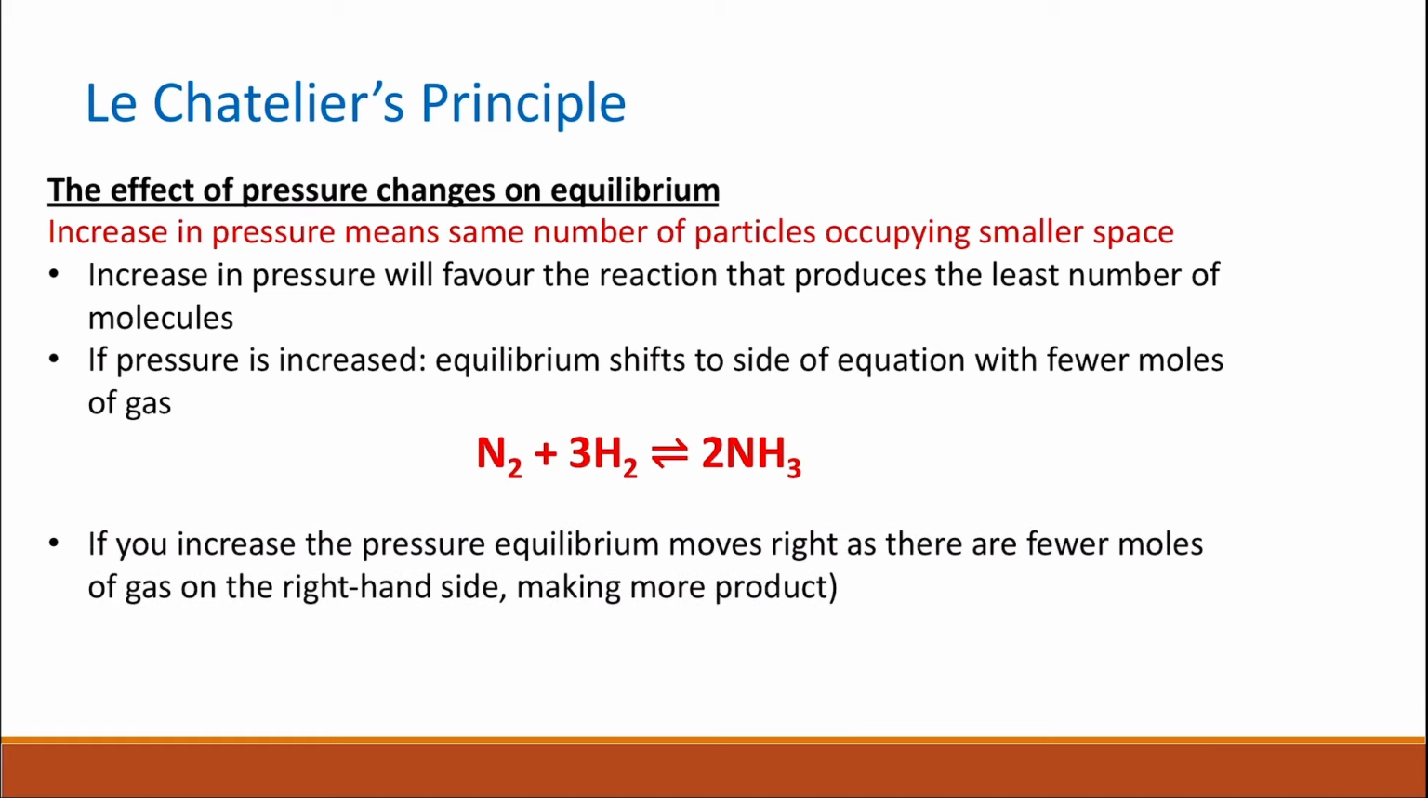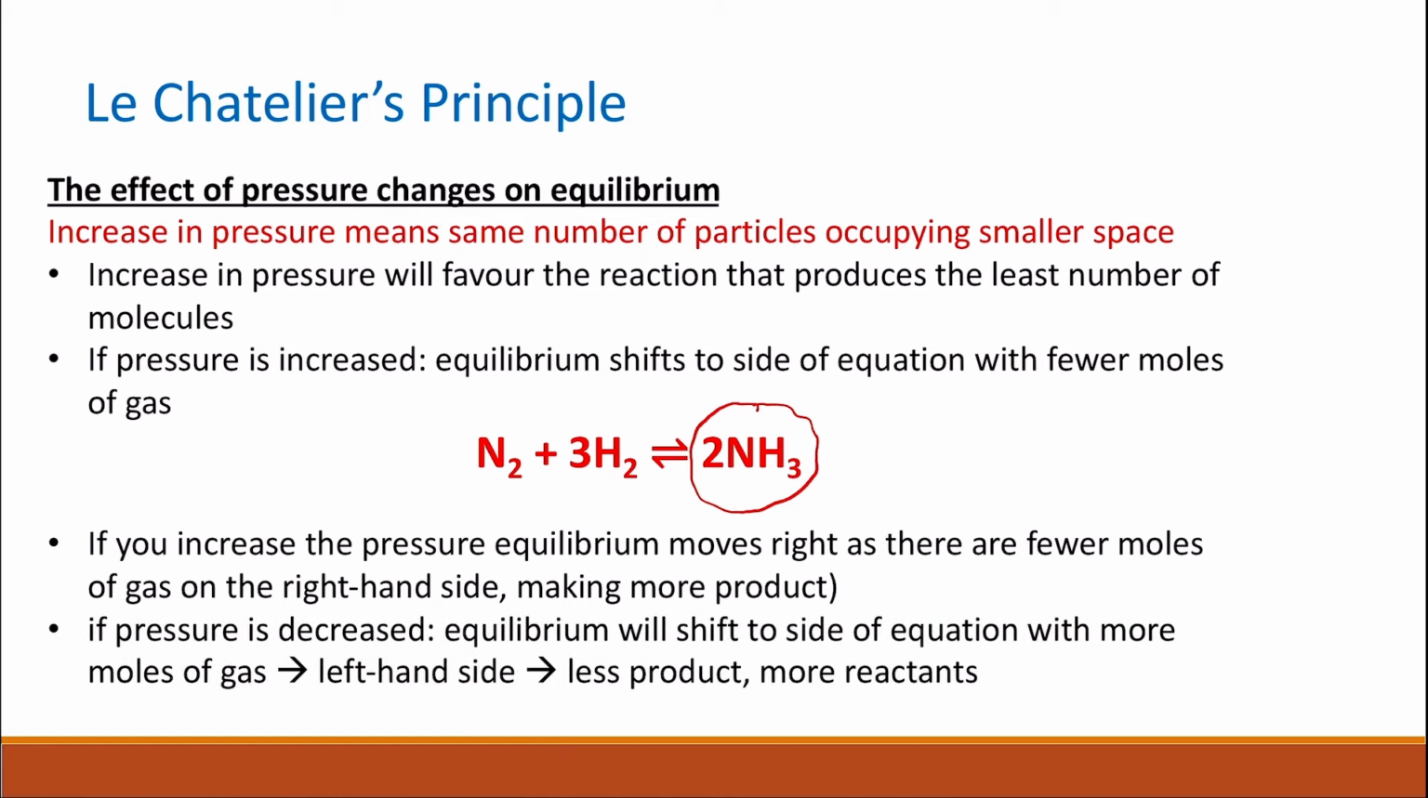If the pressure is increased, the equilibrium will shift to the side of the equation where fewer moles of gas are produced. So if you increase the pressure, equilibrium in this case will move to the right, because there is a least number of moles of the products. So more products will be produced in this case.